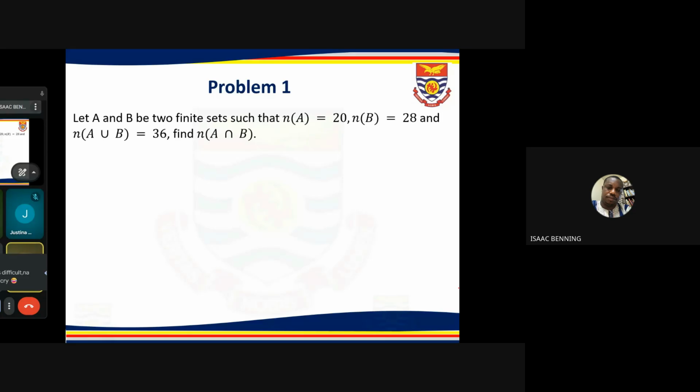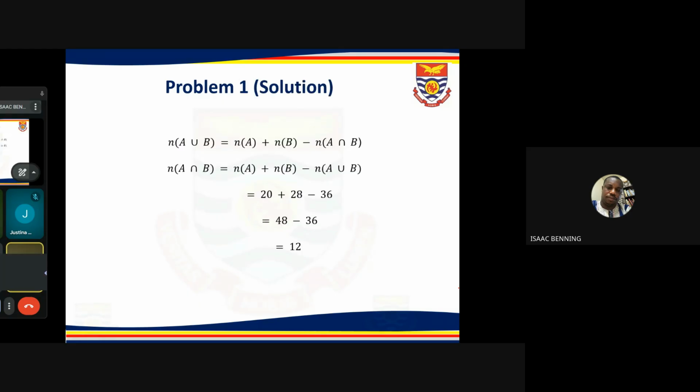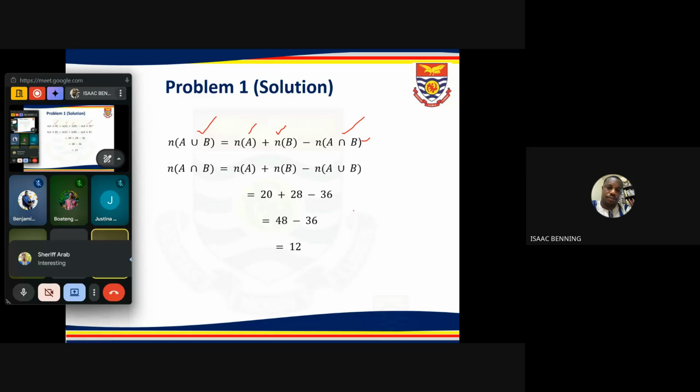So this is a two-set problem, right? We can write the formula down. Then we substitute in the values, then we solve for the unknown. We were given the union, we were given this, we were given this, and we were asked to find this. So you make this the subject. And there you go. Is it okay? Yes, sir.